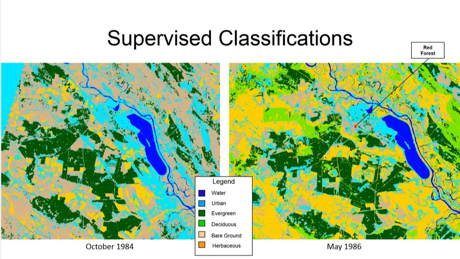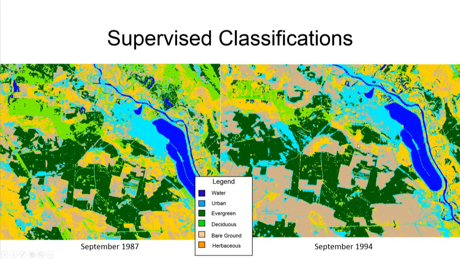May of 86, this is immediately after the incident. Lots of herbaceous. You can see that the red forest area there is bare ground. It was destroyed by this time. Then we have September of 87 and 94. 87 and 86 look a lot alike. Herbaceous is spreading in this area. Really no people to take care of the area, so herbaceous is spreading. In 94, I'm not sure why everything went to bare ground, but it might have been an early fall that year.